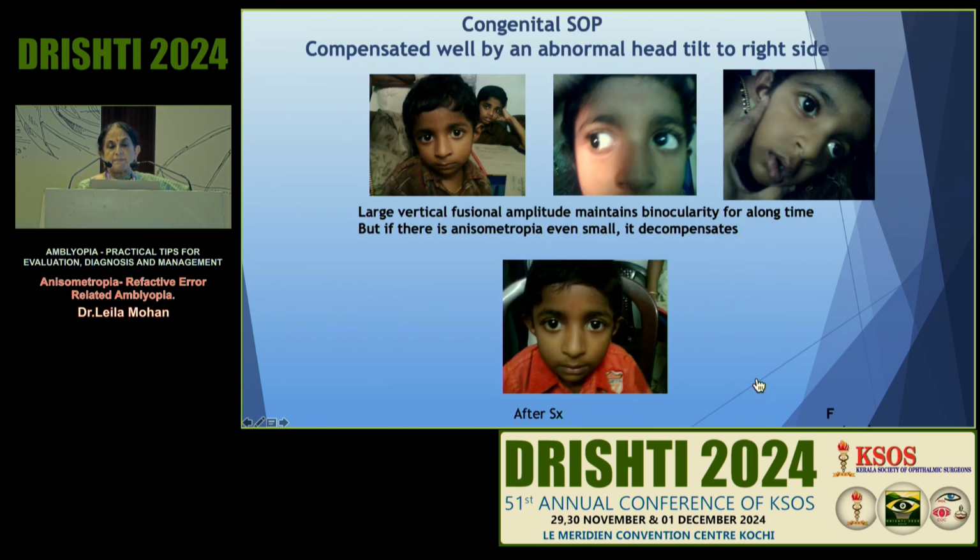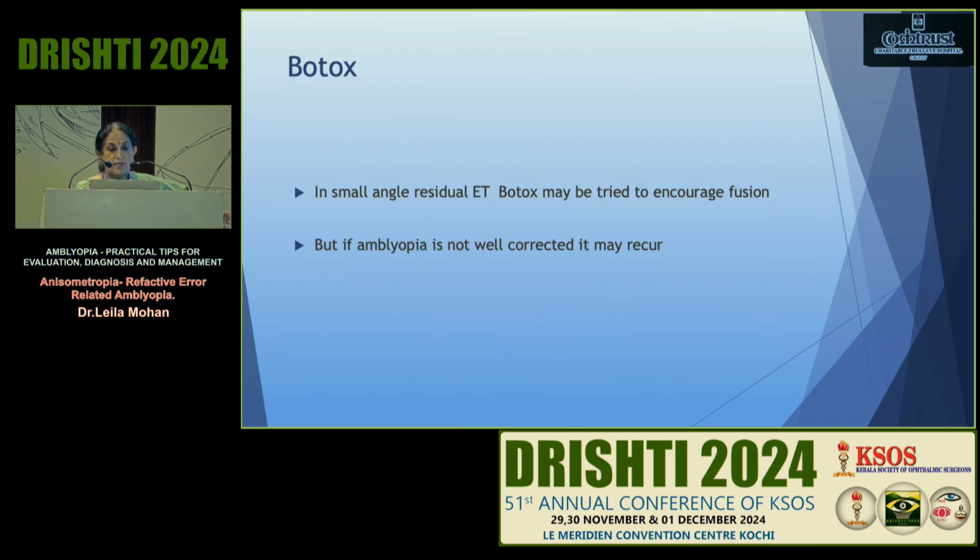Some other strabismus, like congenital superior oblique palsy, for example, they are compensated well by an abnormal head posture. As you see in this child, there is no hypertropia. But if there is an anisometropia or anisomeridional astigmatism, they may decompensate. So if you correct them early surgically, for this child, he has no head posture later, so they have to be taken up for surgery. Otherwise, they will go for amblyopia.